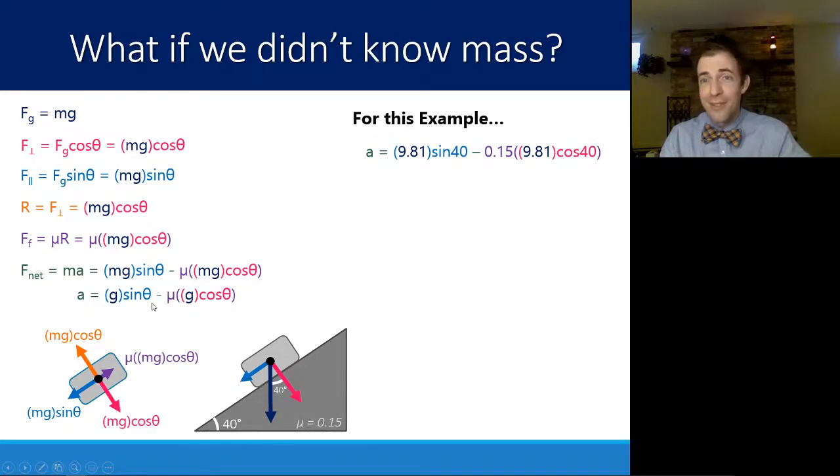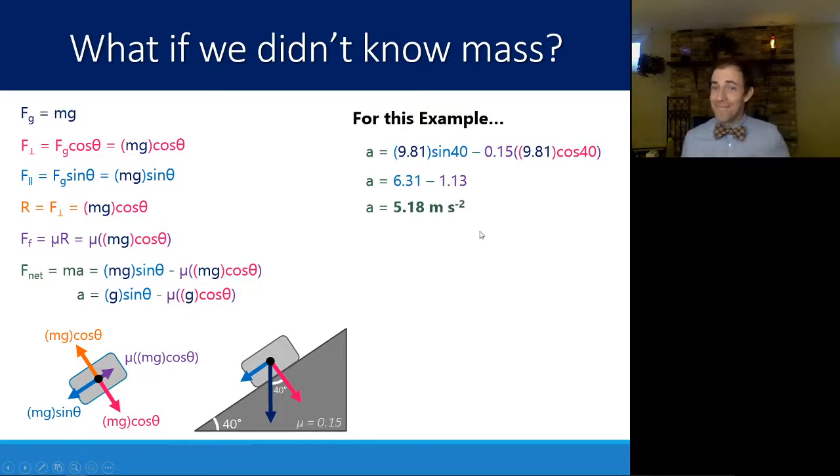So if I wanted to try to solve that same problem that I did before, but not use 10 anywhere in it, all I need are these two values, this 40 degrees and this 0.15. So plugging in the things that I know, g is 9.81, theta is 40 degrees, and mu is 0.15. I can simplify that down a little bit, and I end up with an acceleration of 5.18 meters per second squared, which is exactly the same as what we found calculating all of those little parts.